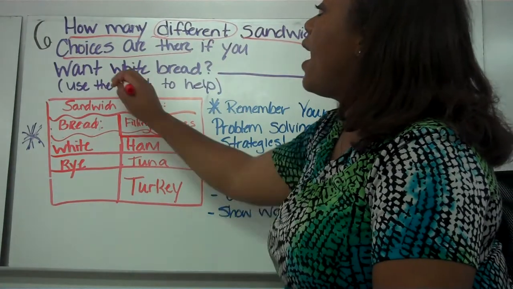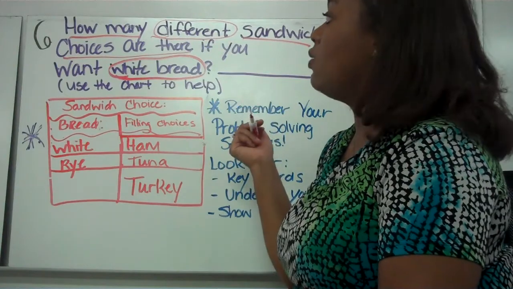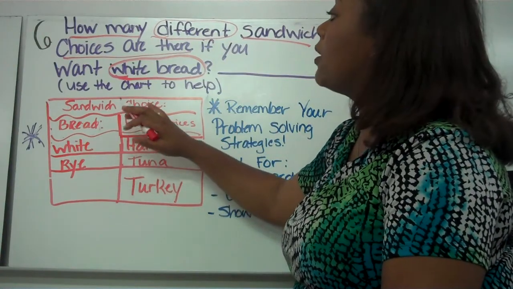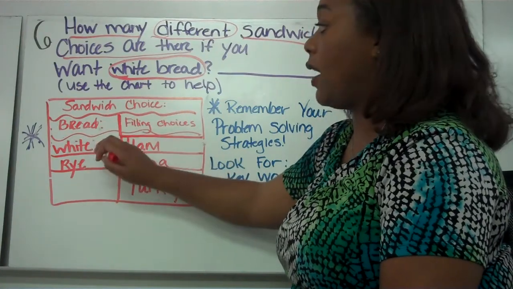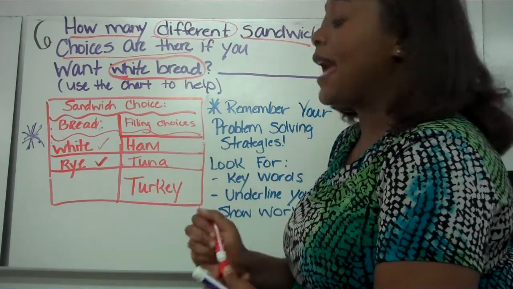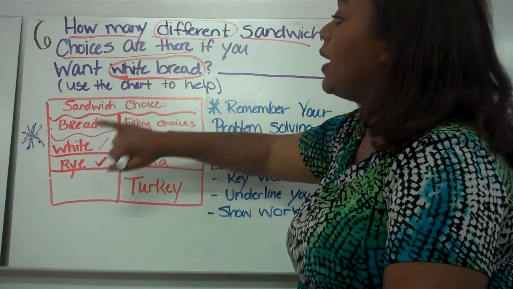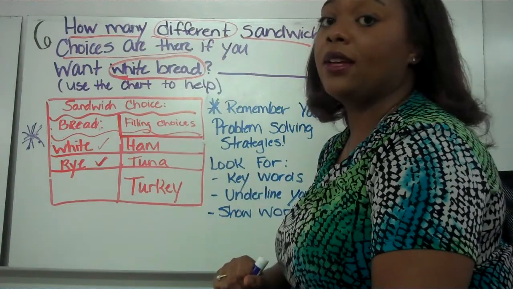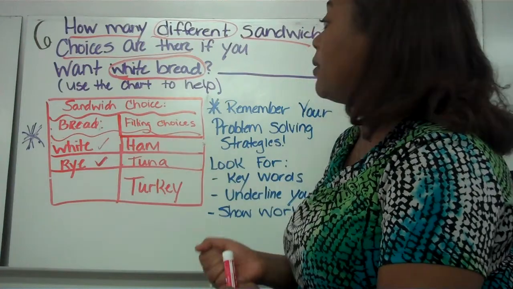Okay, now I'm going to circle white bread. Now white bread doesn't normally tell us what kind of math operation to use, but in this problem it's very important because if we look at our sandwich choices, there are two different types of bread. We've got white and we've got rye. In my word problem, they didn't ask me about the choices I could make with rye bread. They wanted to know about the choices you can make with white bread. So white bread is a key thing for us to look at because that's the only kind of bread choice that we need for this problem.